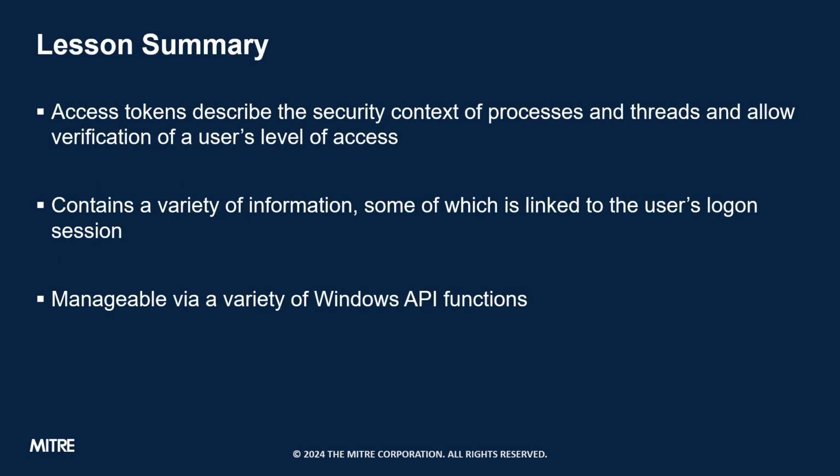We have now reached the end of Lesson 3. In this lesson, we took a brief look at what's inside an access token, taking note of the various pieces of security context information. We saw how one of these fields, the Authentication ID, links the access token to the associated user logon session. Lastly, we got a taster of some of the various Windows API calls that handle access tokens, allowing us to create, manage, and use them in our applications.